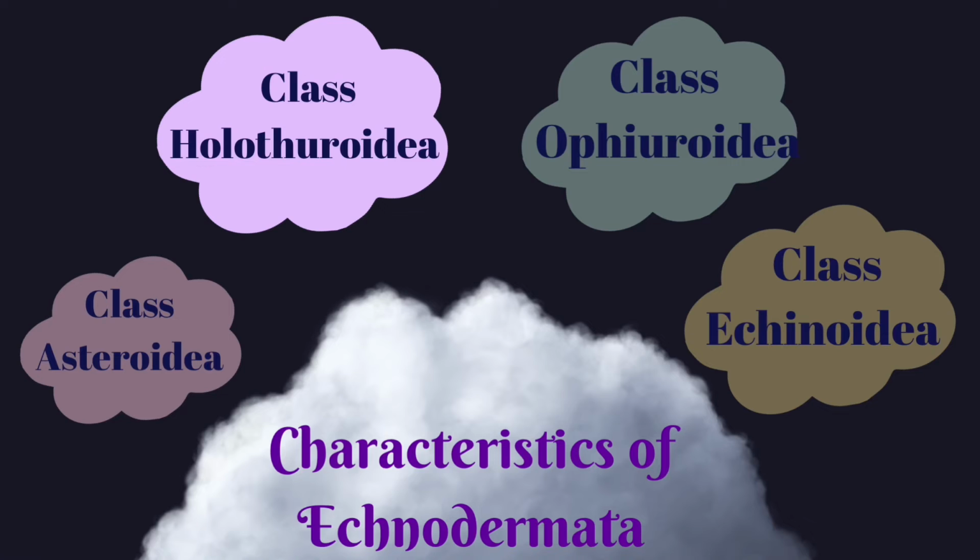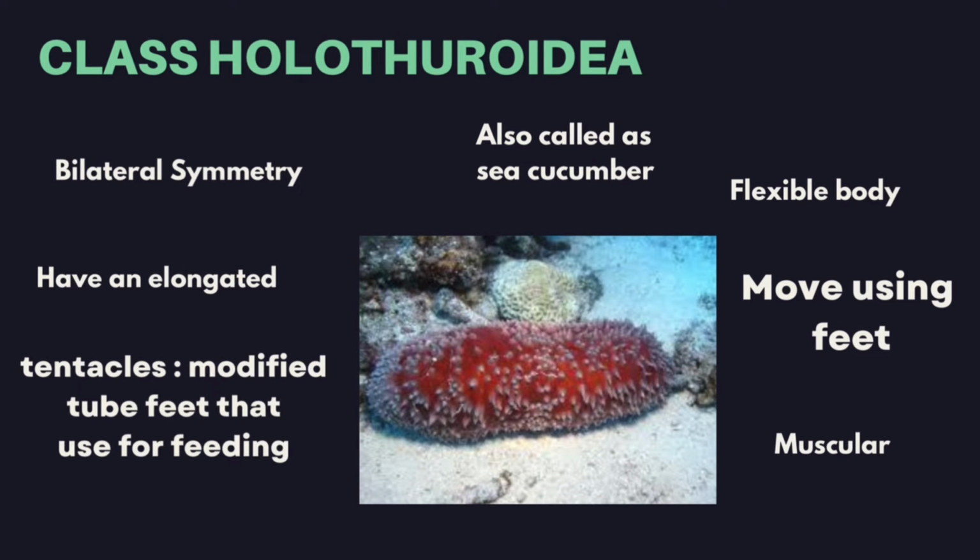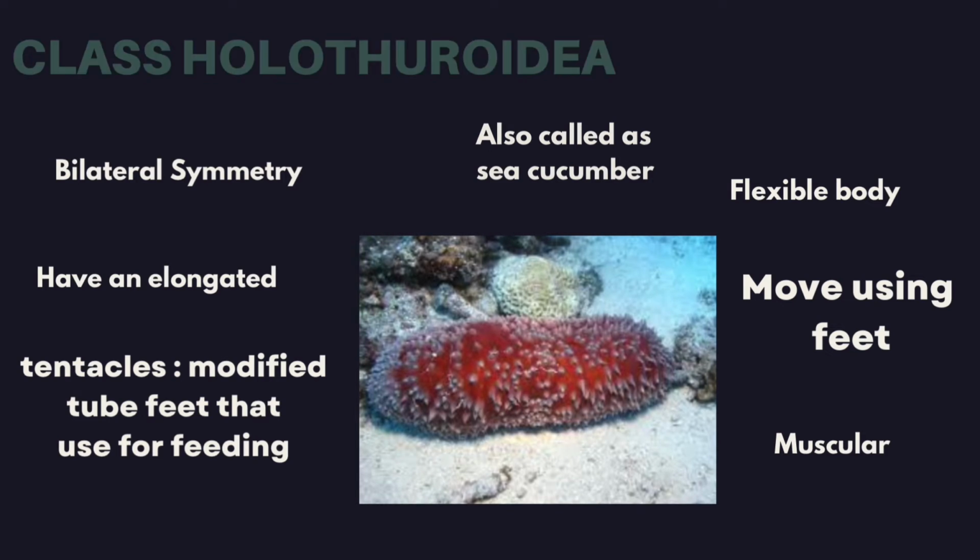Next, we are going to talk about characteristics of Echinodermata. I would like to talk about class Holothuroidea. First, we can see that Holothurians are bilaterally symmetrical. Holothurians are also called sea cucumbers. They also have an elongated musculature and a flexible body with the mouth at one end and the anus at the other. Around the mouth are a number of tentacles, which are modified tube feet used for feeding.